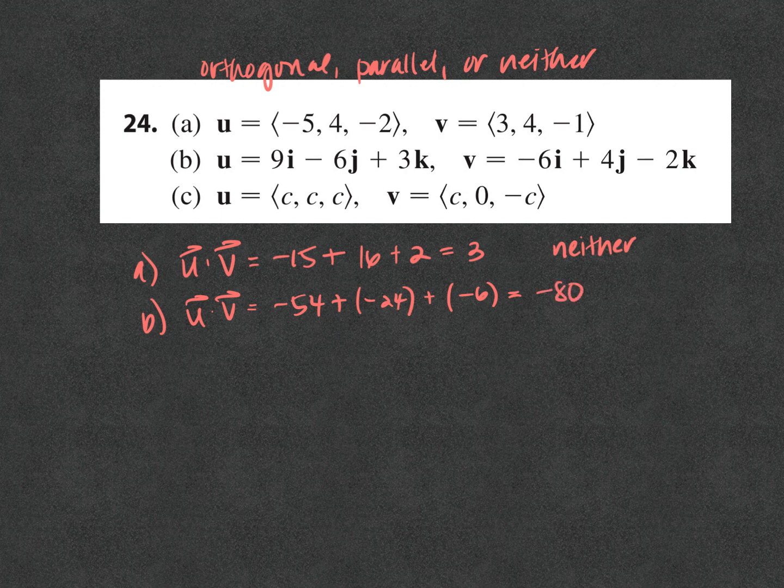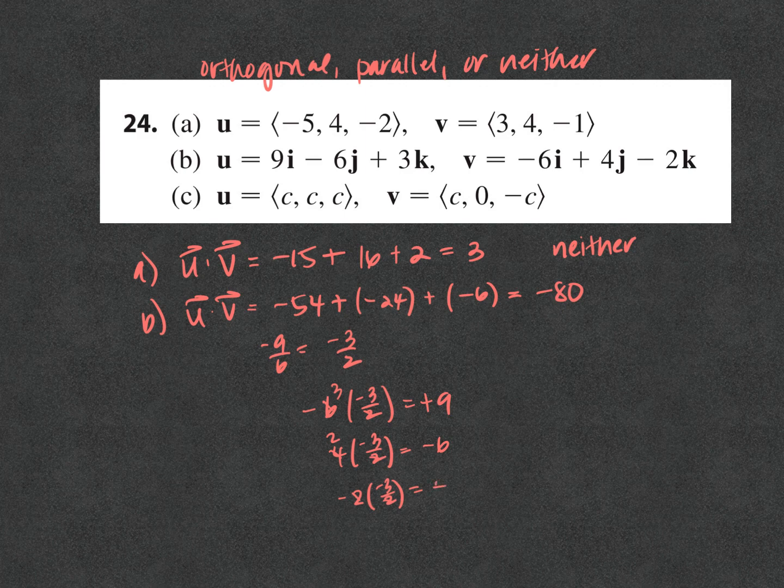-30, -84. Now, are they multiples of each other? They might be. So if we take 9/6, the coefficients of I negative, I have -3/2. Now, since I took the 9 first, I'm going to take -6 and multiply it by -3/2. And I do get +9. If I take 4 and multiply it by -3/2, we get -6. And if we take -2 and multiply it by -3/2, we get +3. So you can see those are the coefficients for U, therefore they are parallel.